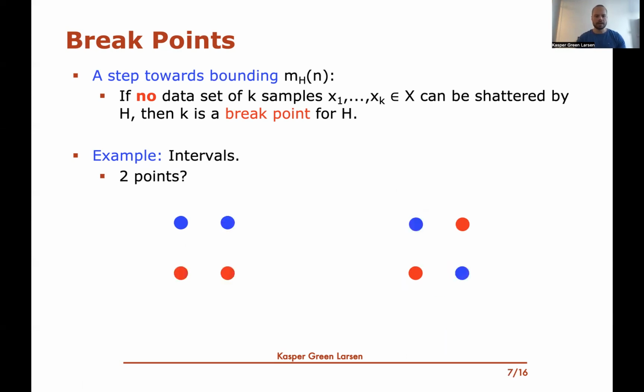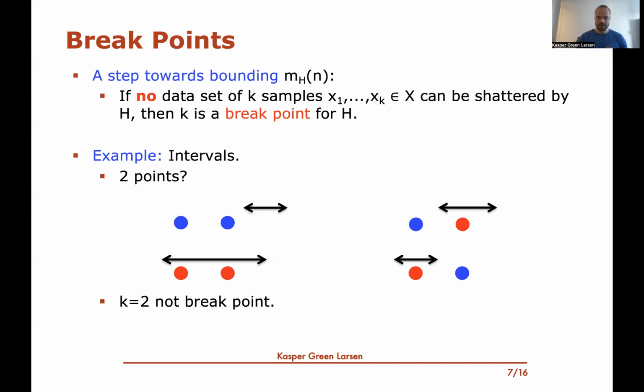Okay. Now we also have the intervals example. Let's see, is 2 a breakpoint for intervals? The first 3 we already went through, because with an interval, we can always create a positive ray by just extending the interval towards plus infinity. The question is, can an interval generate this last dichotomy here that we couldn't create with a positive ray? Indeed, this is possible with an interval. We just create the interval that goes from before the point to after the point. Here the arrow just means from the left point of the arrow to the right point of the arrow. So indeed, 2 is not a breakpoint for intervals.